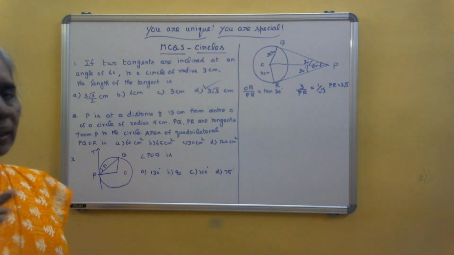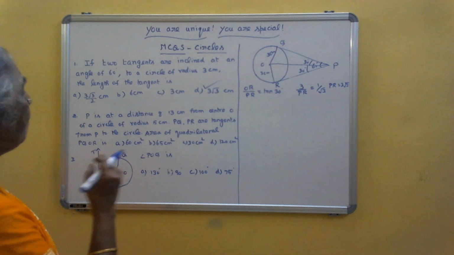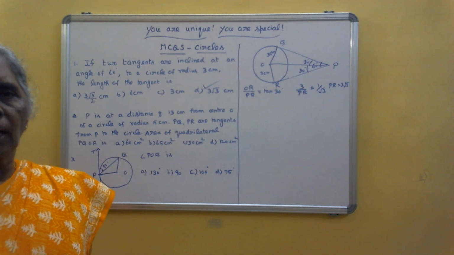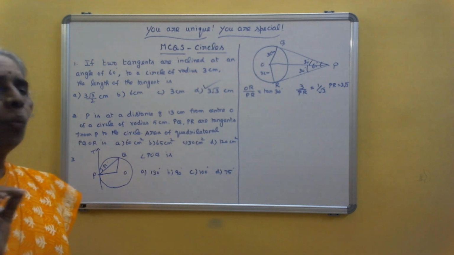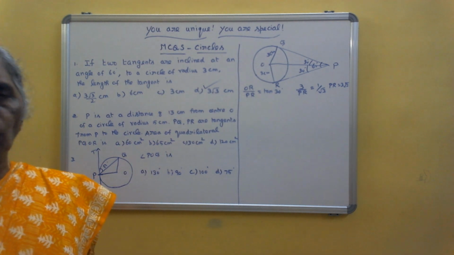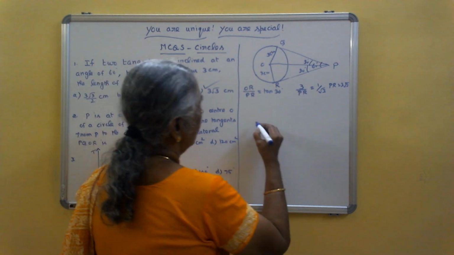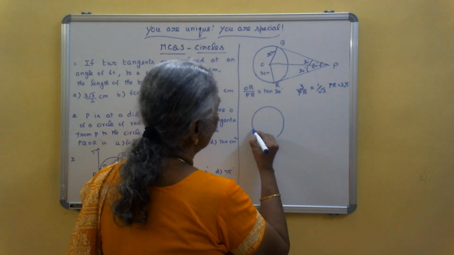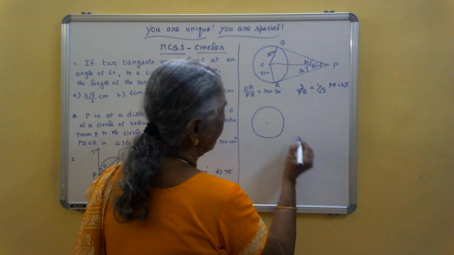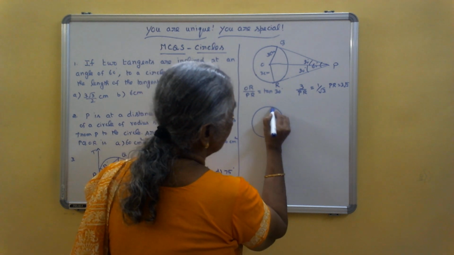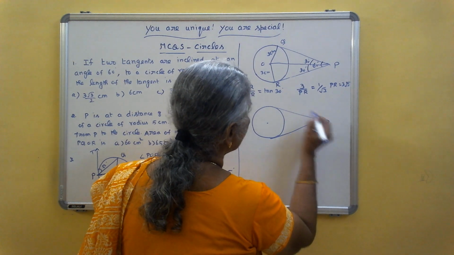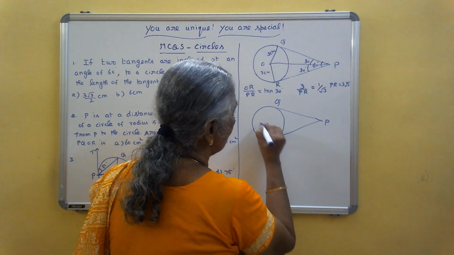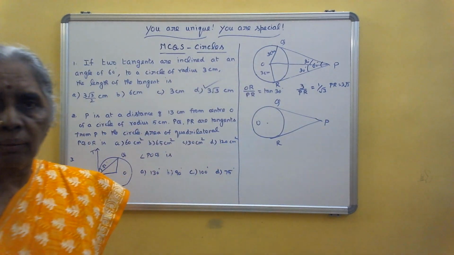PQ, PR are tangents from P to the circle. Area of the quadrilateral PQOR is, four options are given. So there is a circle, center, two tangents are drawn. So this is P, this is Q, this is R, this is O, right?